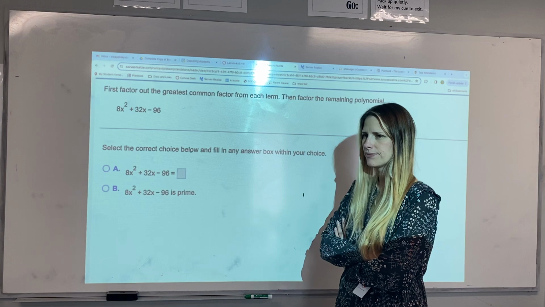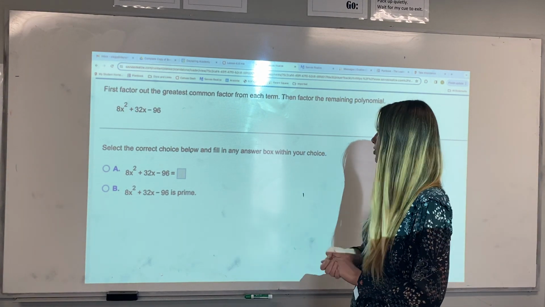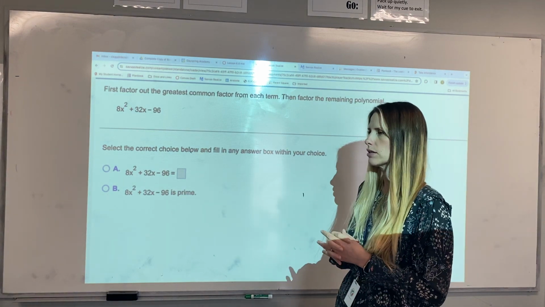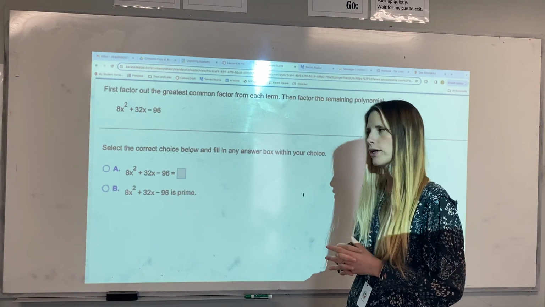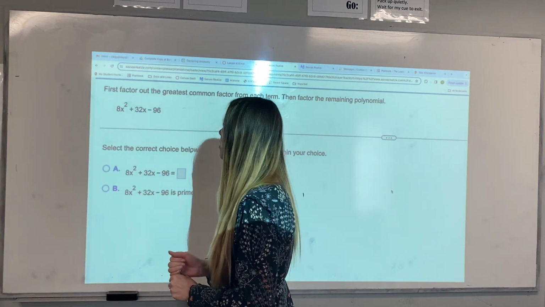Are you ready? You got it right? Okay, good. Number 2 is the exact same process. Numbers 1 and 2 are literally the same questions, just different numbers. Again, factoring out the GCF.